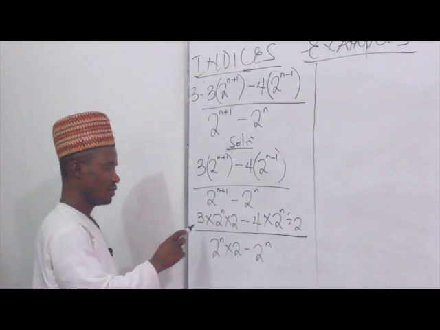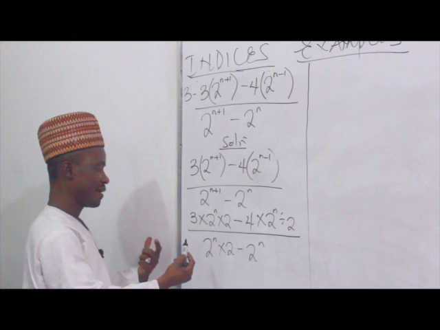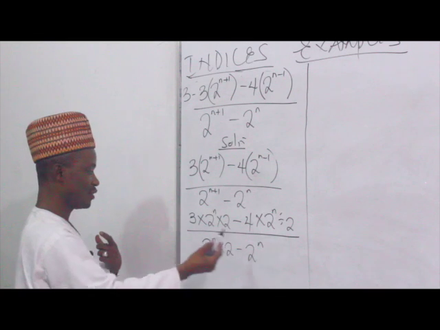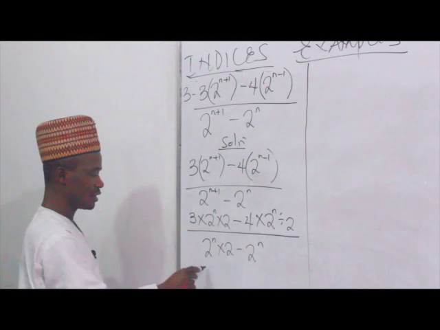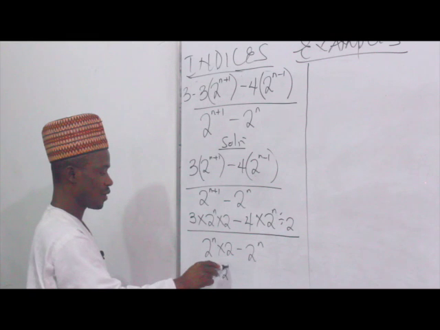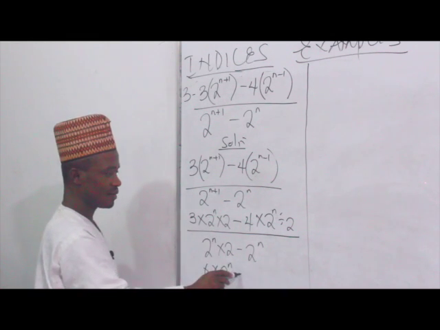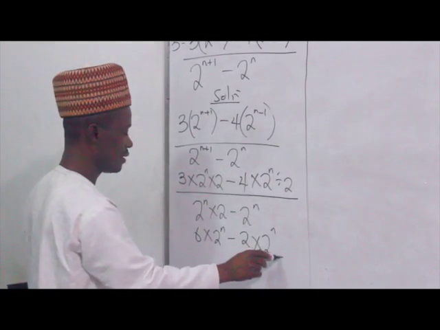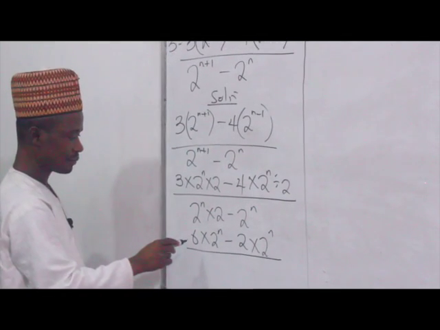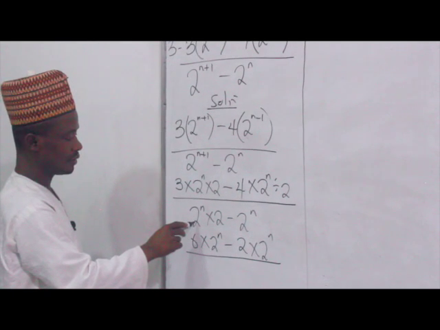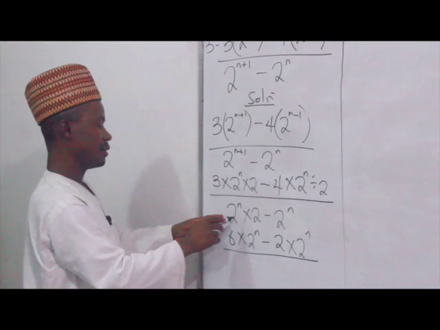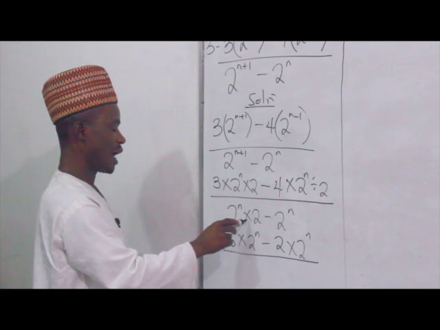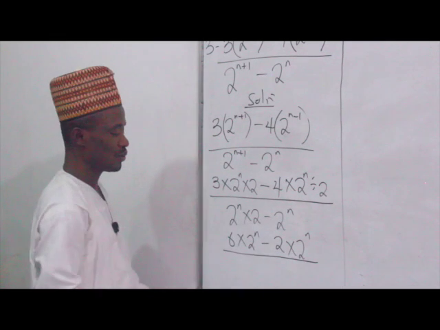So now, we multiply the numerals and simplify the index. Numerals are 3 and 2. 3 times 2 is 6 times 2 raised to the power of n minus 4 divided by 2 is 2 times 2 raised to the power of n, all divided by, in this case, 2 raised to the power of n times 2 minus 2 raised to the power of n.